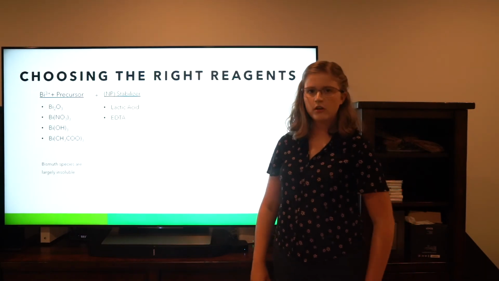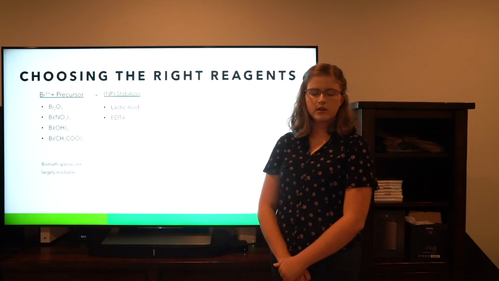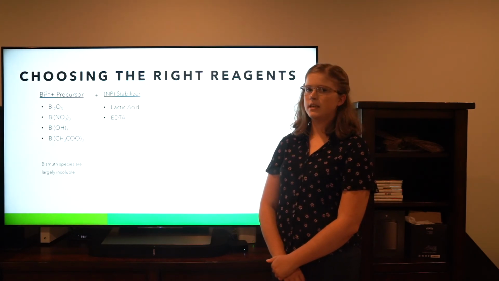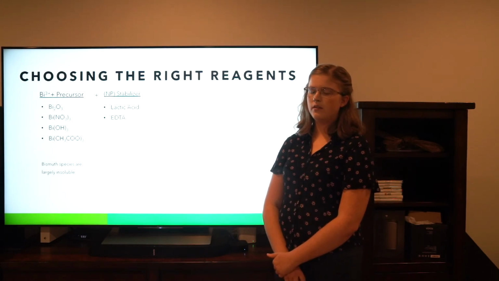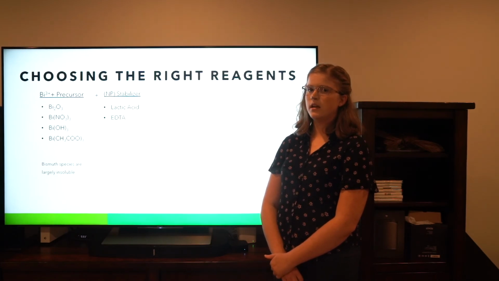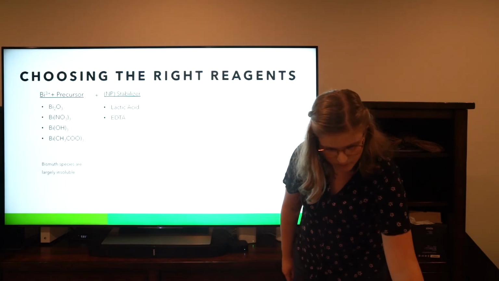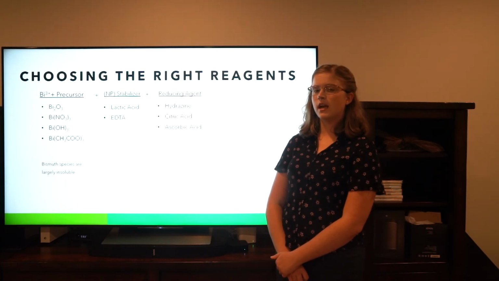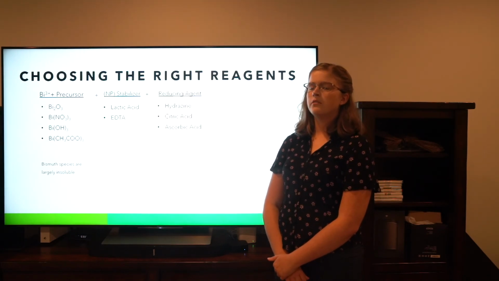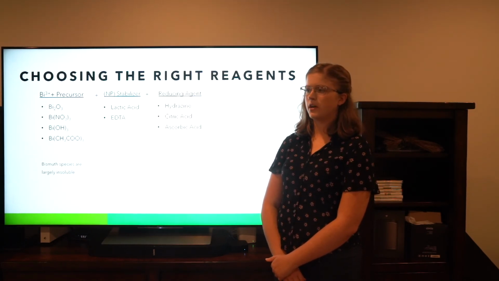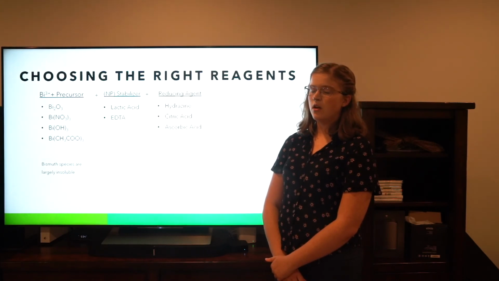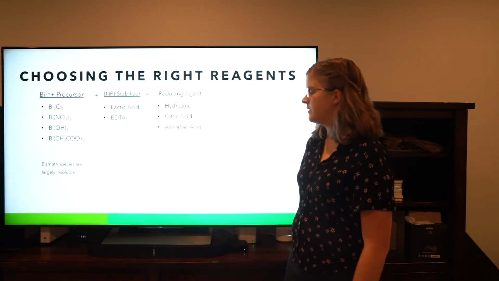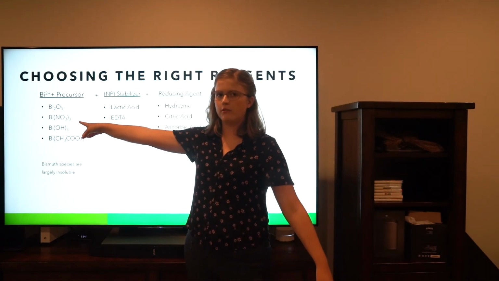Then it was time to look at the nanoparticle stabilizer. Between lactic acid and EDTA, lactic acid was already involved in our process since it solubilized the dye, so I chose lactic acid. When considering reducing agents, I looked at hydrazine, citric acid, and ascorbic acid. Of the 3, hydrazine has the highest reduction potential, and its reduction potential increases with pH, which means it works very well with bismuth hydroxide, which is a base.